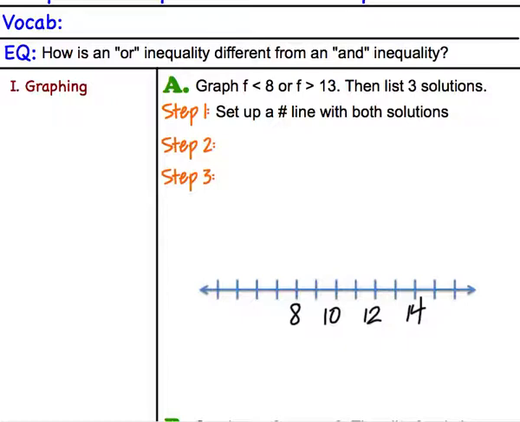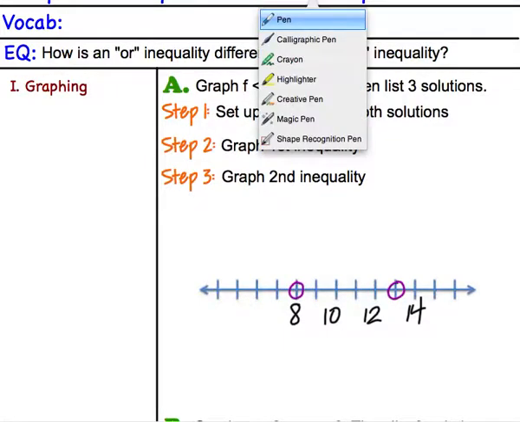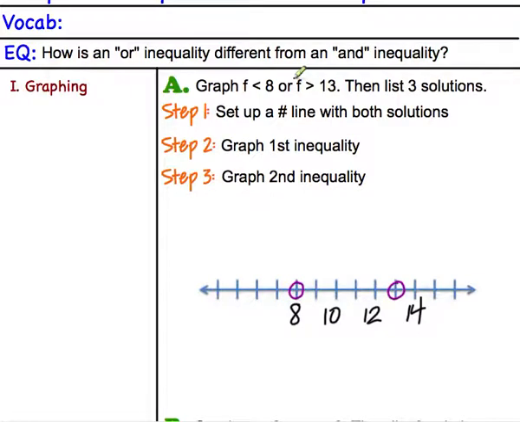And then our second step is to graph that first inequality, third step being graphing the second inequality. So when we look here, both of them at 8 and 13 are open circles because one's less than, one's greater than. And then when we go to shade, it says less than 8, which means things like 7, 6, 5, 4. So we are going to shade to the left.